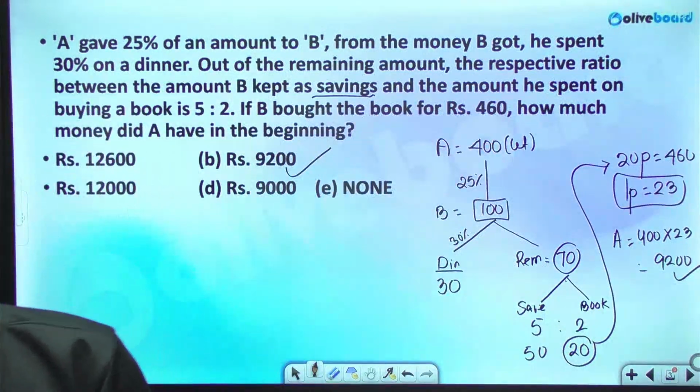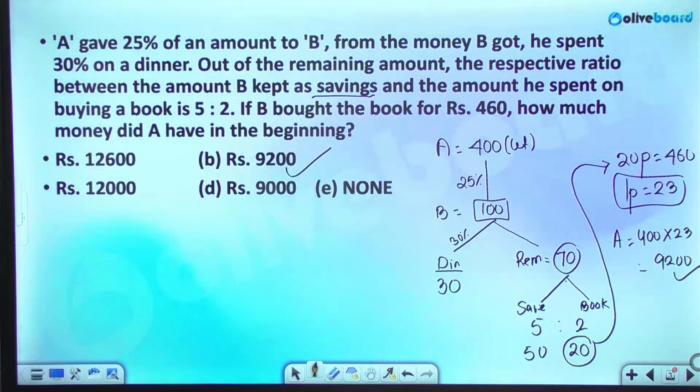Is it clear? So the amount which A is having is 9200. Clear? Okay. Next question.